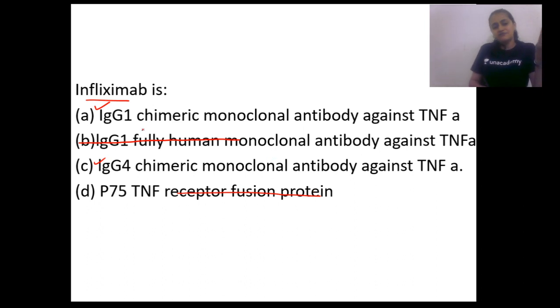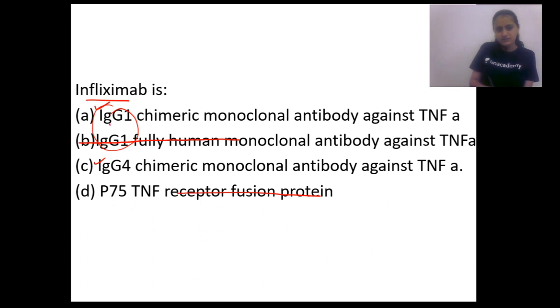Now you are confused between whether it is an IgG1 chimeric against TNF alpha, or an IgG4 chimeric against TNF alpha. The trick that you can use, which works most of the time here, is look at the options. The other option which we ruled out is IgG1 fully human monoclonal antibody. So when you have two options which have the same terminology like IgG1, that is generally the correct answer.